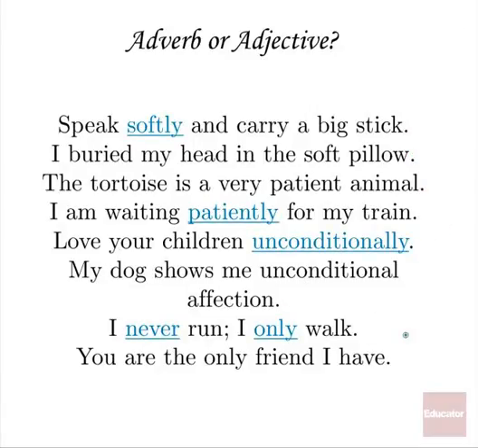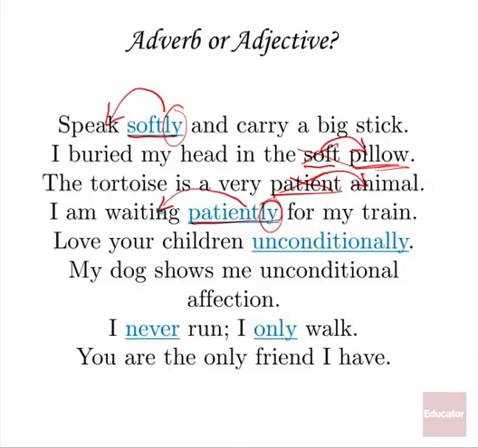All right. Speak softly, adverb, ends in ly, and carry a big stick. In this case, it's modifying the verb speak. How do you speak? You speak softly. I buried my head in the soft pillow. Well, soft in this case is modifying pillow, which is a noun. Therefore, soft has to be an adjective. It's not an adverb. The tortoise is a very patient animal. Patient in this case modifies animal, which is a noun, which makes patient an adjective, so it's not an adverb. I am waiting patiently, there's that ly ending, for my train. It's modifying waiting, which is a verb, so it has to be an adverb. It tells you how I'm waiting. How am I waiting? Patiently.